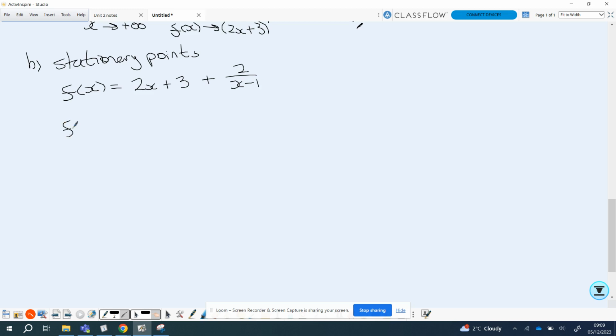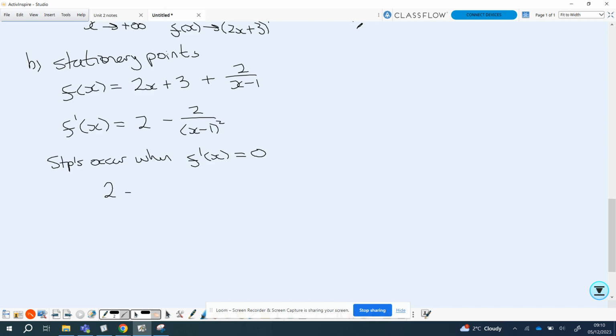So what would f dash x look like? 2x becomes 2, 3 would disappear. This thing here would end up becoming negative 2 over x minus 1 squared. If you use the chain rule, if you brought that x minus 1 up to a power of negative 1 and did the chain rule, you'd end up with that as your function there. So stationary points occur when f dash x equals 0. For Higher, we should know that. Always state it though, always state it.